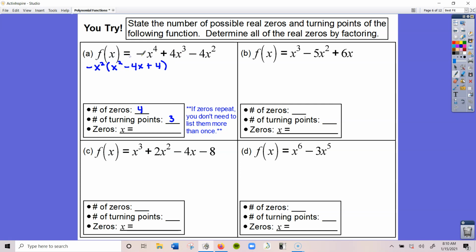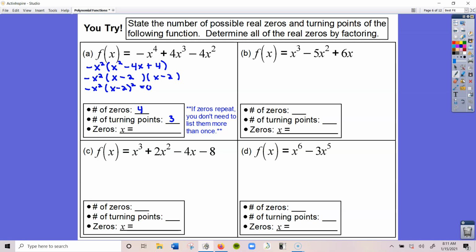And now what's inside of the parentheses is a quadratic, which we can factor by thinking of what two numbers multiply to give you a positive 4 and add to give you a negative 4. Negative 2 and negative 2 multiply to give you positive 4, but add to give you negative 4. So this would be x minus 2 and x minus 2. Which, to write this in a more concise way, we would say negative x squared times x minus 2 squared, since there's 2 of them.